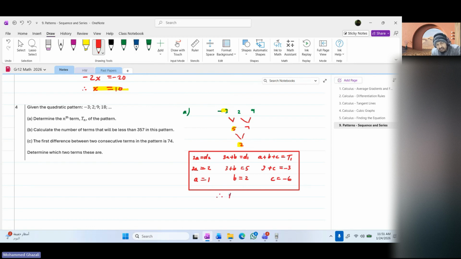So what's the answer? Therefore, Tn is now equal to n squared plus 2n minus 6. You can substitute 4 inside and check if you get 18. 4 squared is 16. 2 times 4 is 8. That's 24. 24 minus 6 is 18. So it works. Let's look at part B.